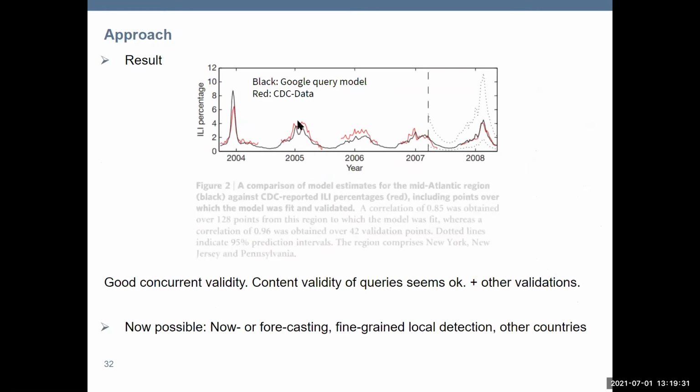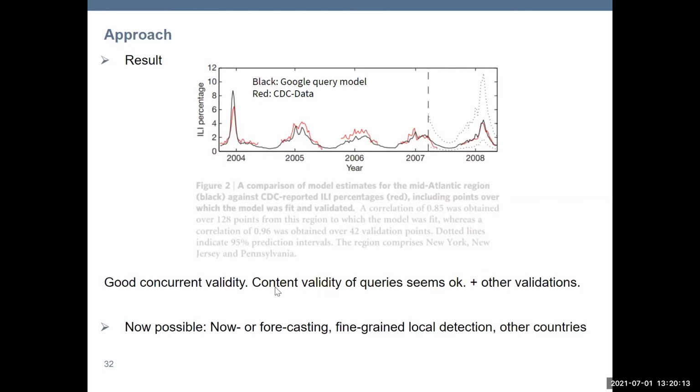On the red is the reported ILI cases from the CDC. They're only reported for the winter season, and then the black is the Google model. So this query model, and the correlation between these two curves was very good. The content validity of the search terms that they found, the query terms, also looked great. They did some other validations, and the original paper concluded that this can now be used for forecasting, or nowcasting at least. The CDC provides only regional data, and now this can be done on very fine-grained local data, for example, city level, and it can be done in other countries that don't have a CDC, for example.